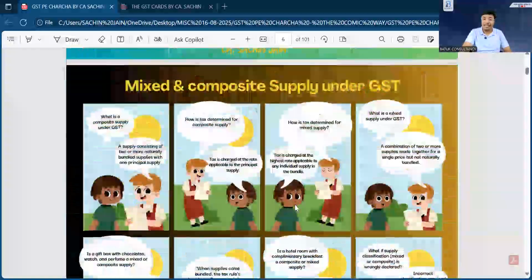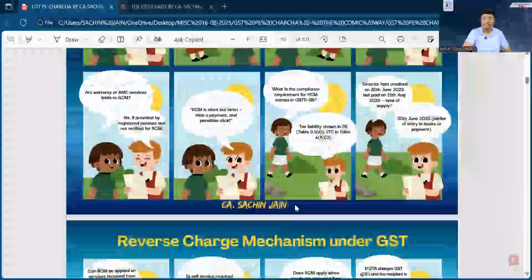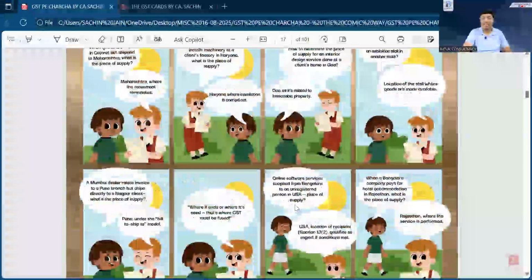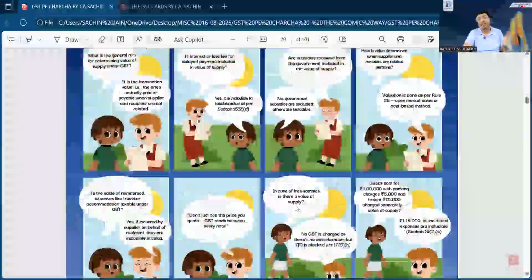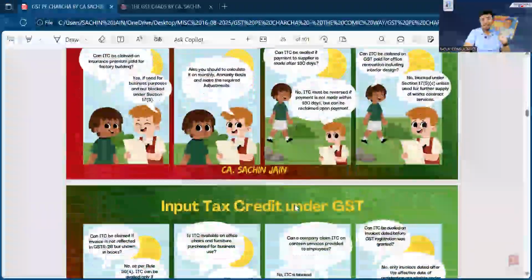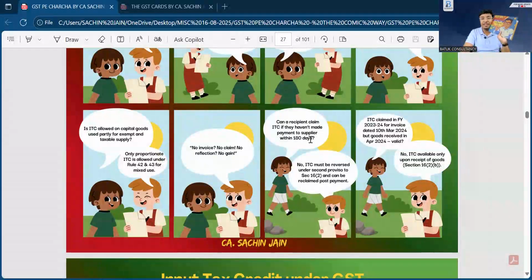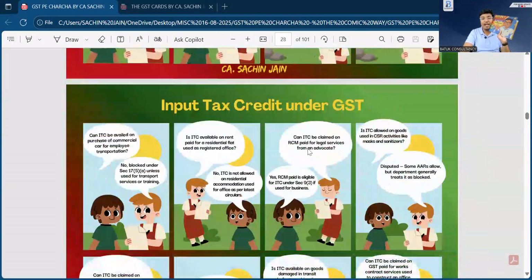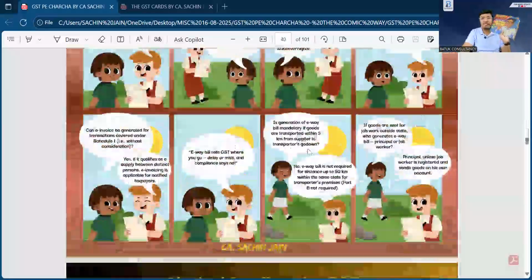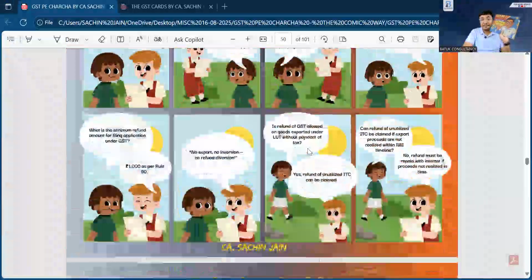So supply related chapter we have covered, mixed and composite supply we have covered, reverse charge mechanism we have covered, the multiple topics, all the topics which are there, time of supply we have covered, place of supply, value of supply, all the complex problems are here. Input tax credit, like can a recipient claim ITC if they haven't made payment to supplier within 180 days? So in question and answer form, we have covered all the complex problems of GST through this particular comic book. Okay, this is India's first book.